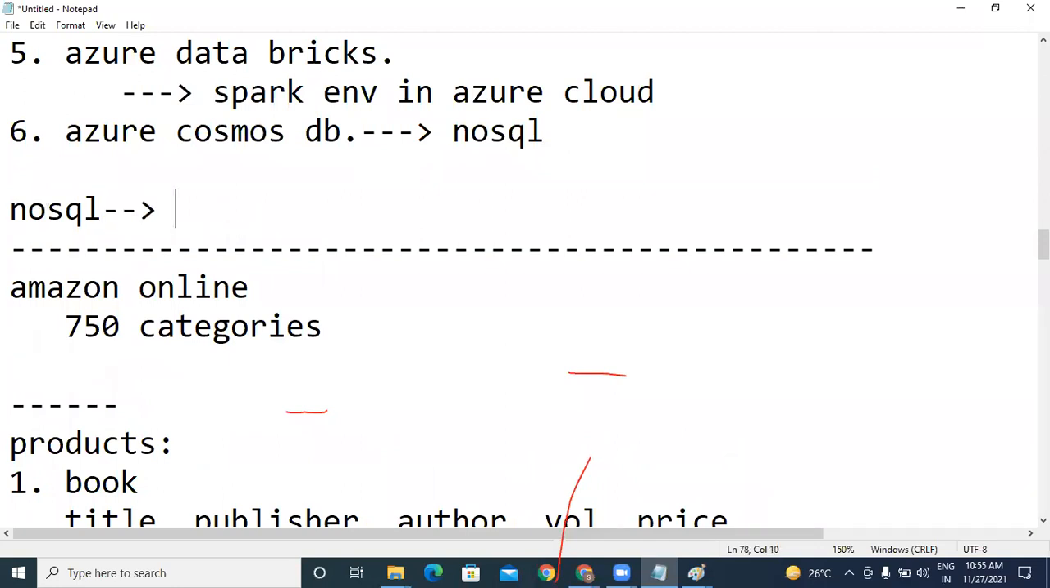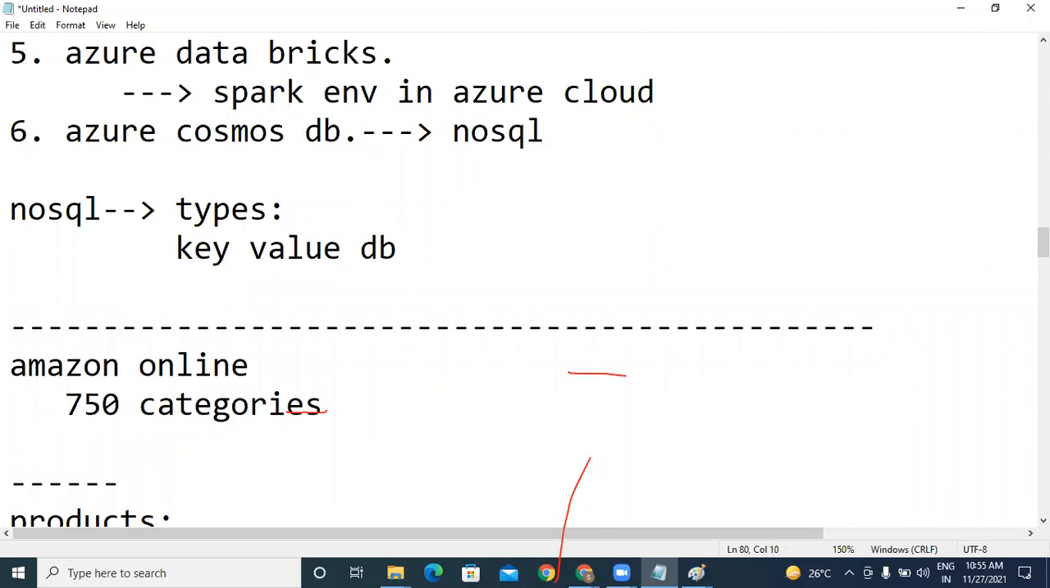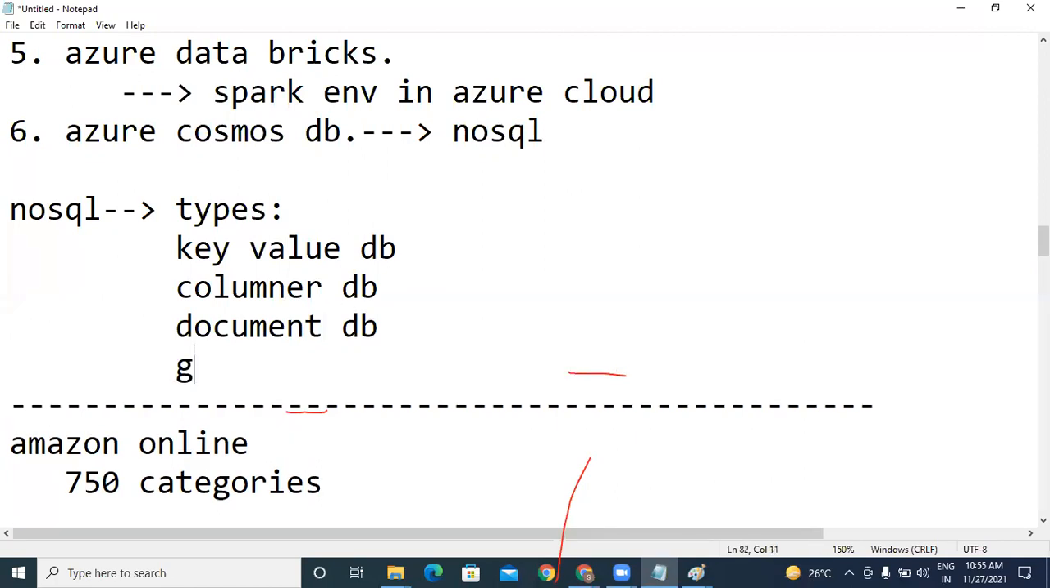In the case of NoSQL, there are different categories, the types of NoSQL. Key value databases, columnar databases, document databases, and graph databases. Streaming databases are different again, not part of NoSQL. For streaming, there are again different components.